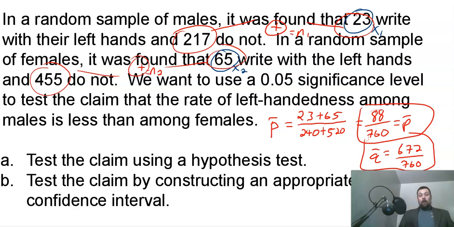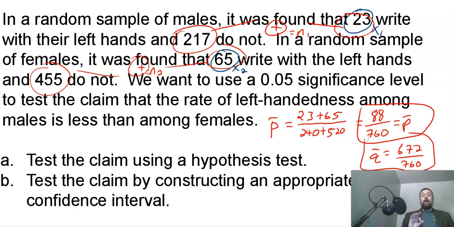Okay, so here are the answers that I came up with. A couple things to note. What we're given in the problem is x1, the number of people who write with their left hands. But we're not given the value of n. We have to calculate that by adding the people who write with their left hands to the people that don't to get the total number of people in the study. So n1 actually is 23 plus 217, which is 240. Right, so n1 is 240. I didn't write it on the screen here, but you'll see it on the next screen.